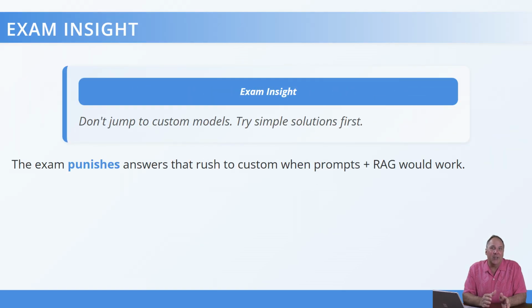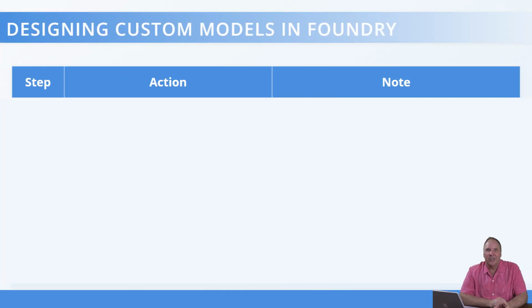Here's the key exam insight. Don't jump to custom models. Try simple solutions first. Be thoughtful about escalation. The exam punishes answers that rush to custom when simpler approaches would have worked. All right, let's say you've done the analysis and custom is genuinely justified.